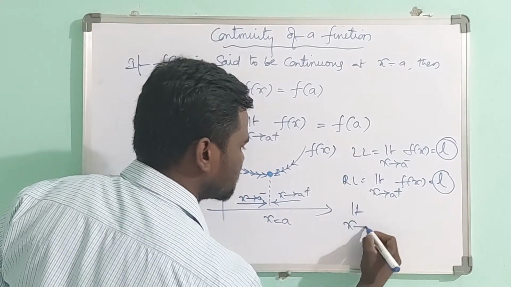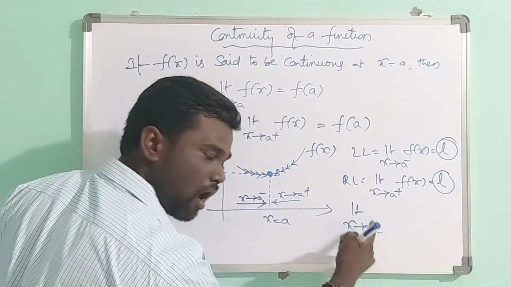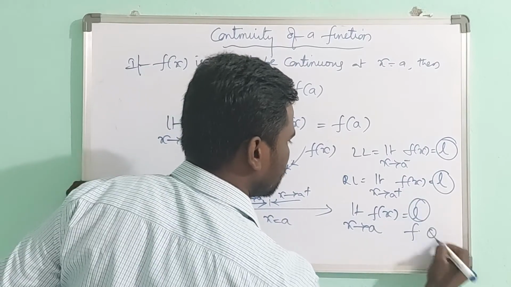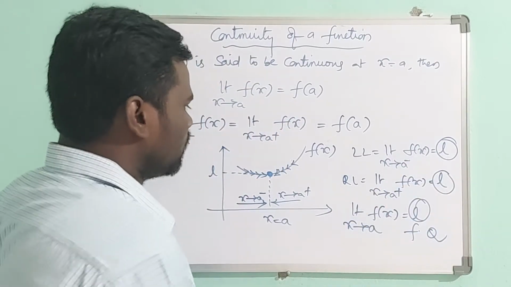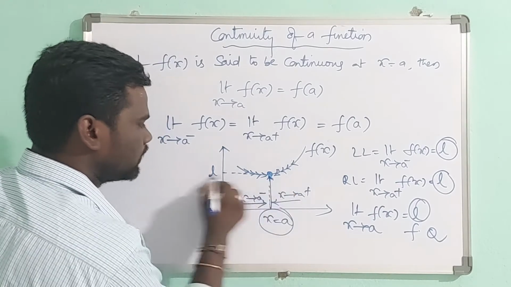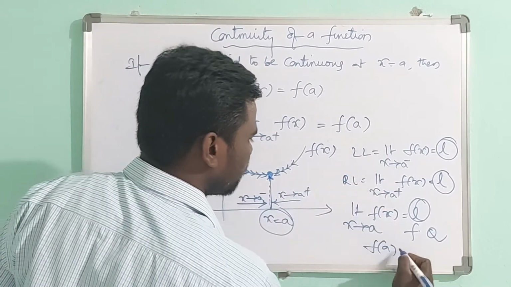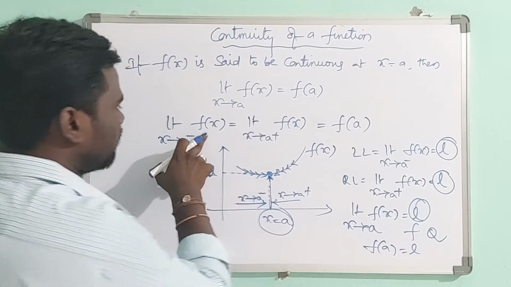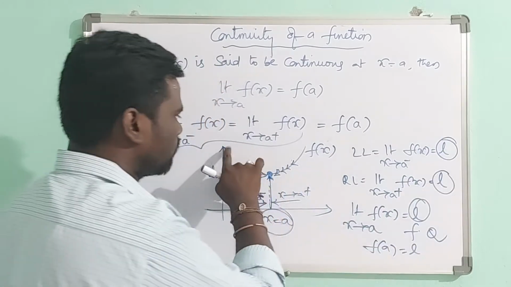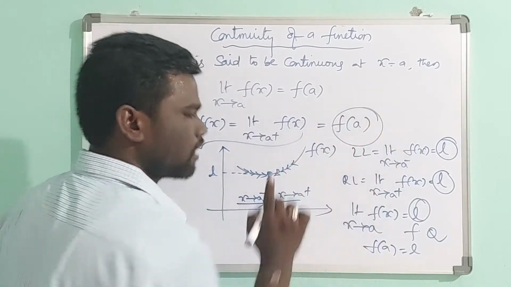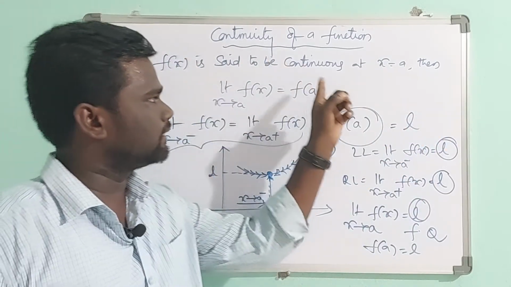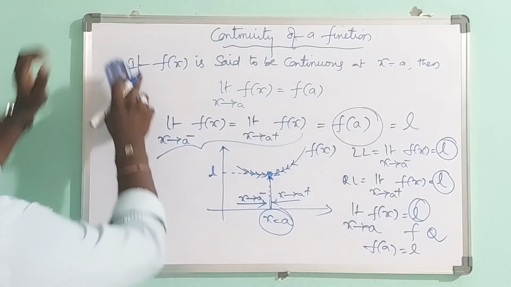Which means limit x tends to a, either from the left side or from the right side, f of x is equal to a finite quantity, that is L. And what is the value of the function at x equal to a? The function has a value L. So it is very clear that the value of the function is also equal to L. Left limit is L, right limit is L, so the limit exists at x equal to a, which is L, and the value of the function is also L. So all three are equal to L, and the function is said to be continuous at x equal to a.